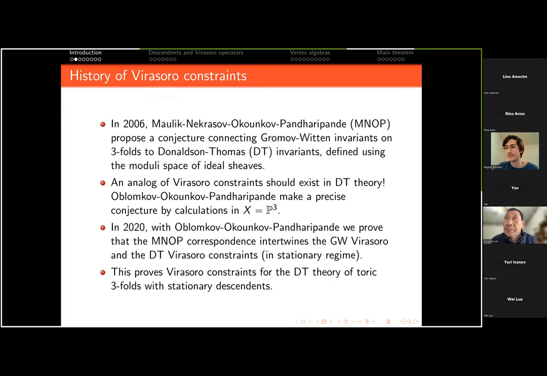Did this make sense? No, because you're talking about the DT theory. You do not consider pullbacks. You consider ideal sheaves with certain supports. So it's... descendants. I am not familiar with this terminology.